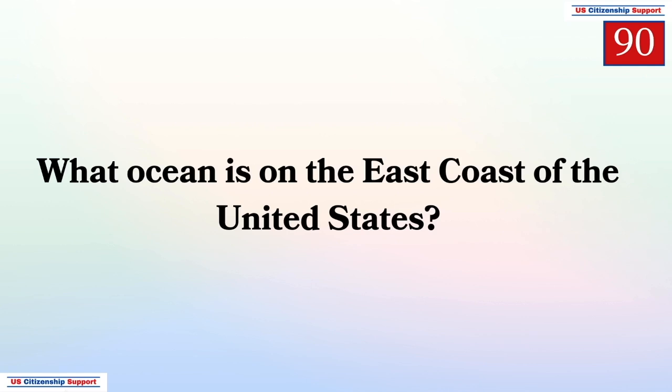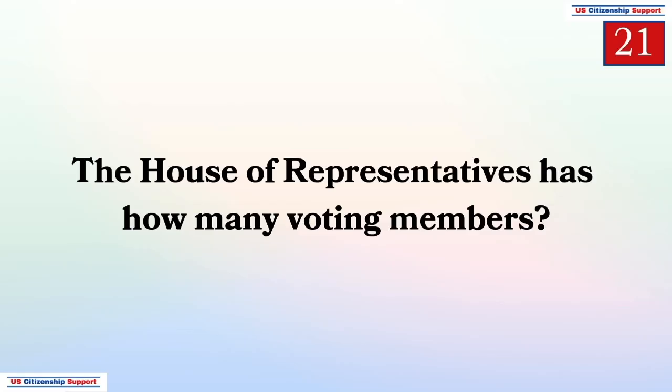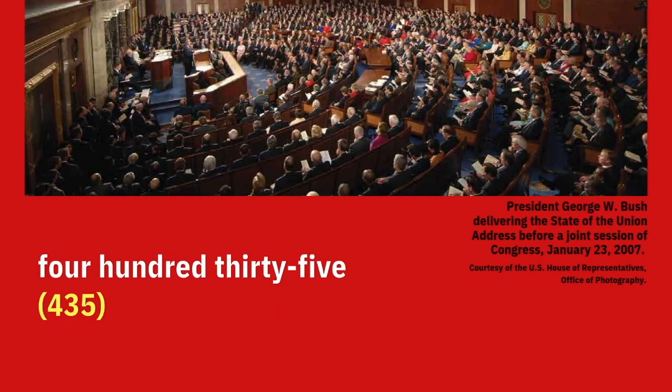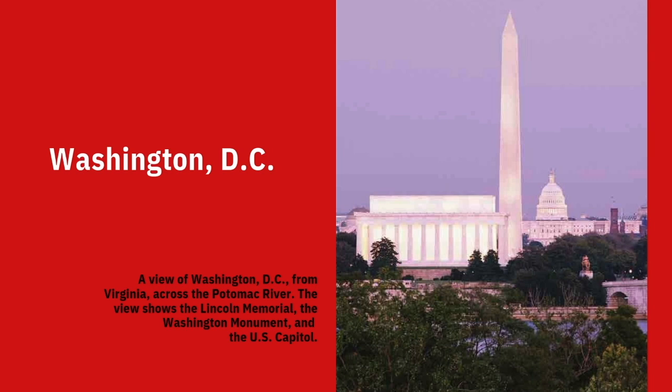What ocean is on the east coast of the United States? Atlantic Ocean. The House of Representatives has how many voting members? 435. What is the capital of the United States? Washington, D.C.